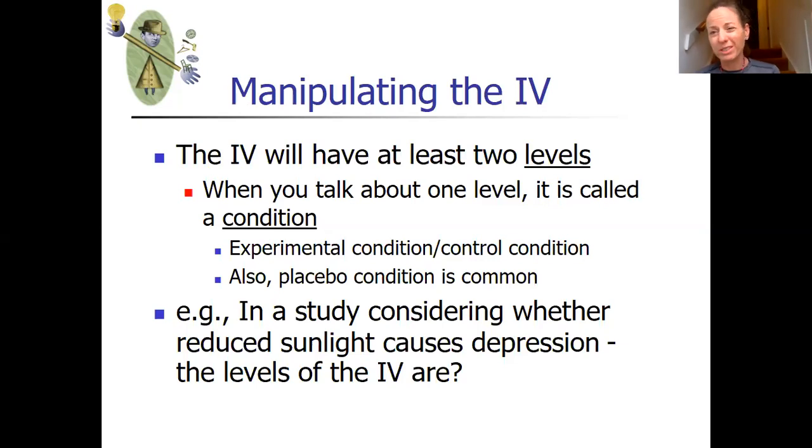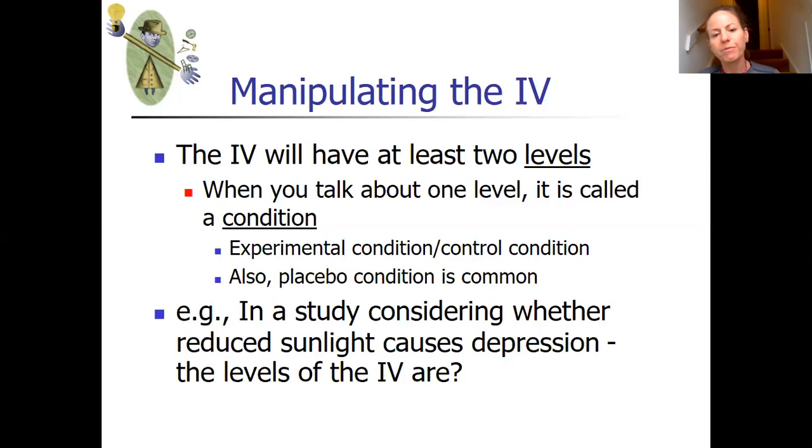And sometimes in drug studies, for example, if we were doing the coronavirus drug study, we would have a group who gets the drug and a group who gets a placebo. And so sometimes we have a placebo condition as well. So those are a couple of different levels of the independent variable. And each one of those is called a condition.